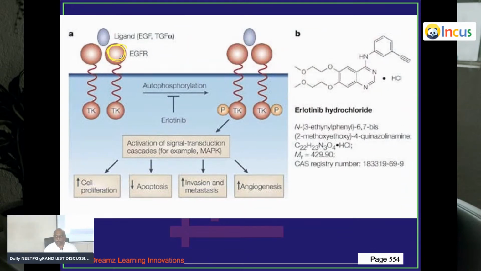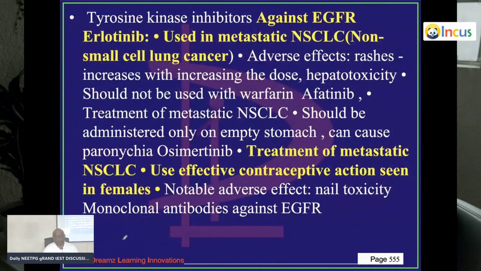So you have the epithelial epidermal growth factor receptor, EGFR receptor. It undergoes autophosphorylation and that decreases apoptosis, that leads to cancer. So if you give erlotinib, then this autophosphorylation of the tyrosine kinase linked with the EGFR is prevented. So once more apoptosis will happen. That will kill the cancer.